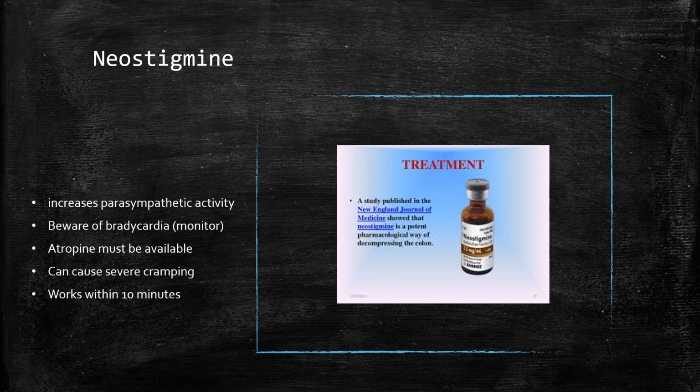If a patient does not respond to conservative management after several days, then we need to escalate what to do. Neostigmine is the first thing to try. It's been approved for treatment of pseudo-obstruction of the colon. It's a drug that increases parasympathetic activity, so it's going to increase colonic motility. Its major problem is bradycardia, so it needs to be given in a monitored setting, and atropine must be quickly available. It can also cause very severe abdominal cramping. It works quite quickly as well.